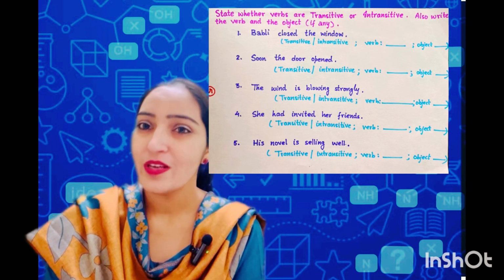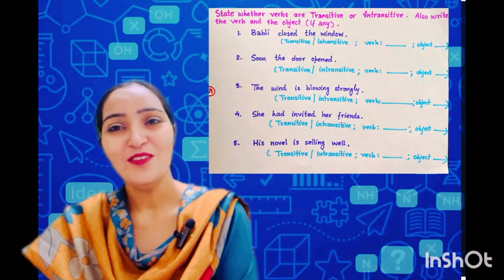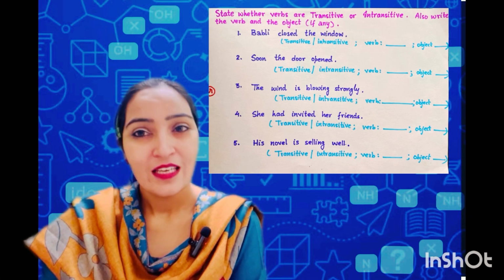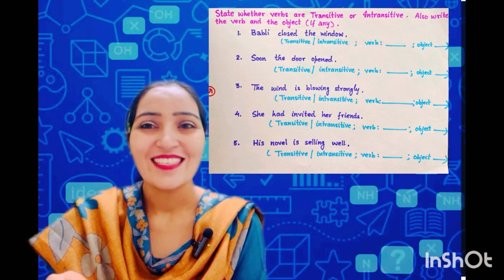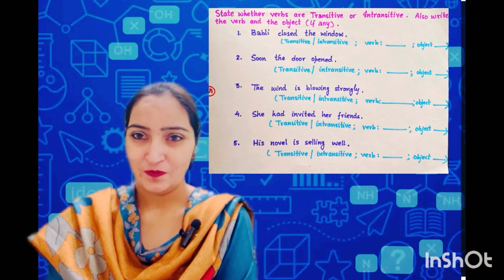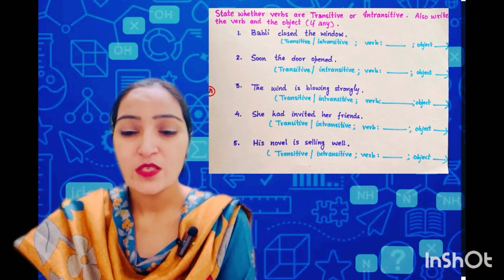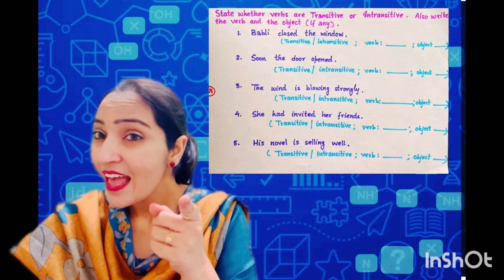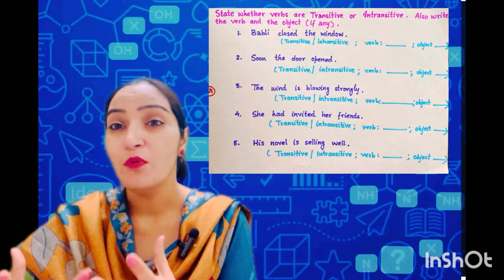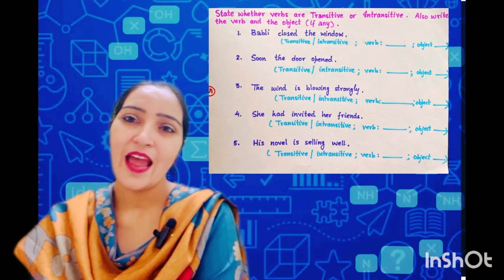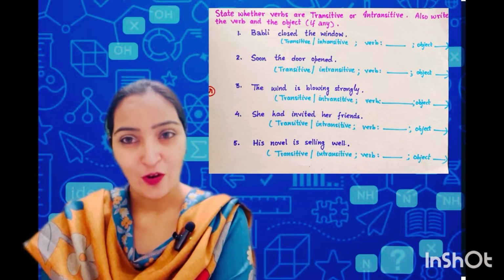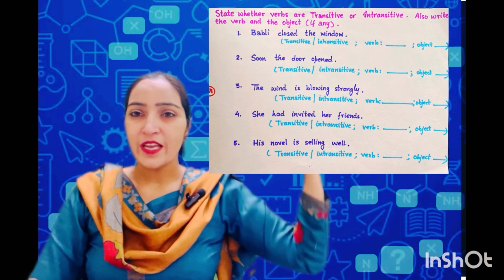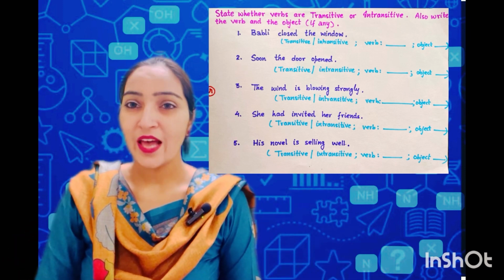In this sentence, the door is the subject and opened is a verb, but there is no object. So opened is which kind of verb? You're right. It is intransitive verb. Moving on, the wind is blowing strongly. The wind is a subject. Is a helping verb. Blowing, blow is a main verb. Strongly is an adverb and we don't have an object. So it is intransitive.